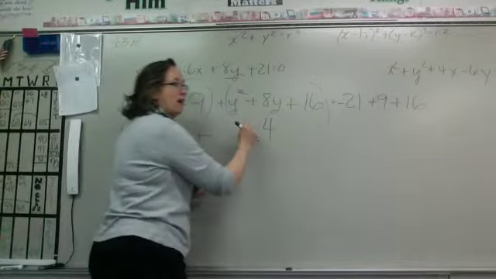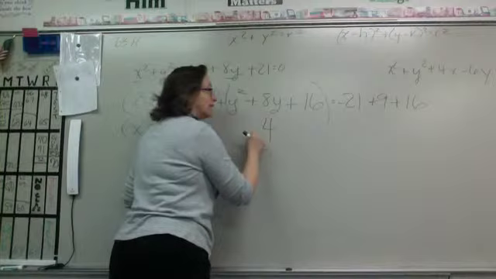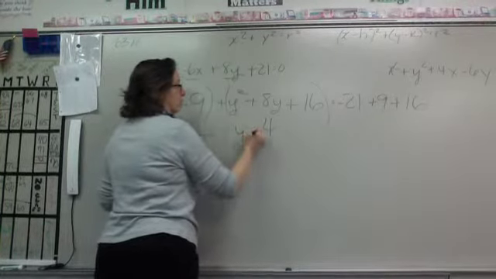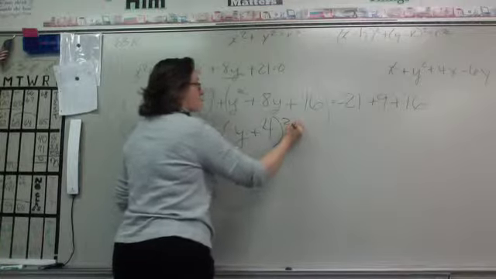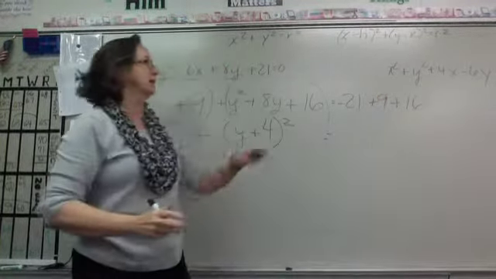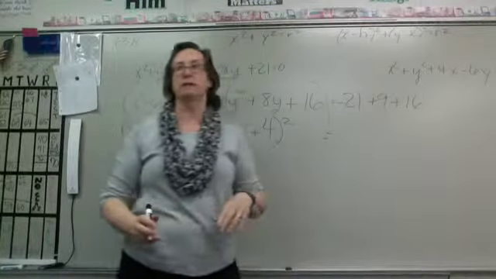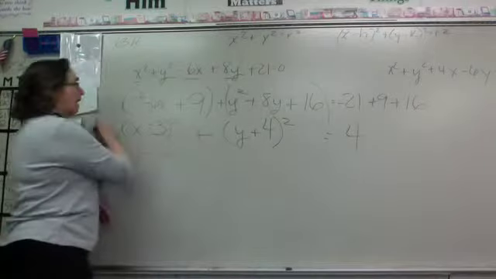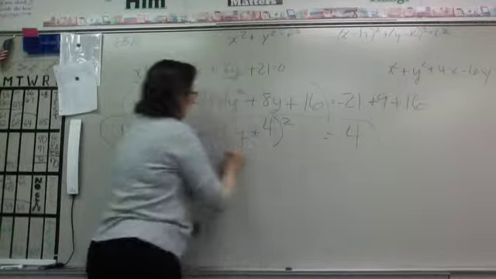Okay, so now, Ian, what is this factor now? Y plus 4, quantity squared, equals. Now I grab all this stuff together, and what is 16 plus 9 minus 21? 4. Okay, so now I have the standard form.